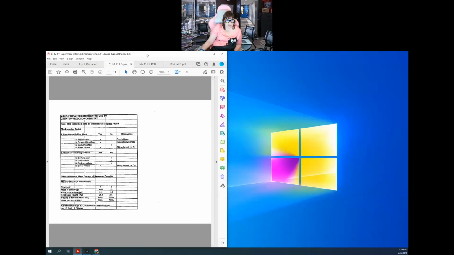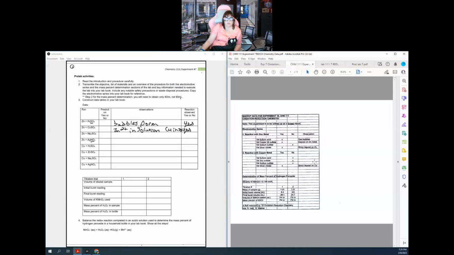So in D2L, there is a data sheet that you will find with that, where the simulators are. There's this data sheet, okay? And what you'll see here is it'll talk about whether or not there should be a reaction for the zinc metal with each of those solutions, okay? You can verify your responses, the things that you observed against the data that's here, right? But the next thing we need to talk about is the determination of mass percent of hydrogen peroxide. And that's the molarity of KMnO4, which is actually 0.198, not the 0.2 that's listed in the manual.